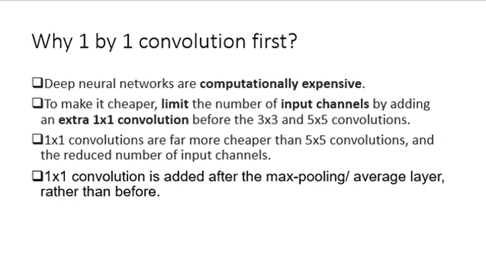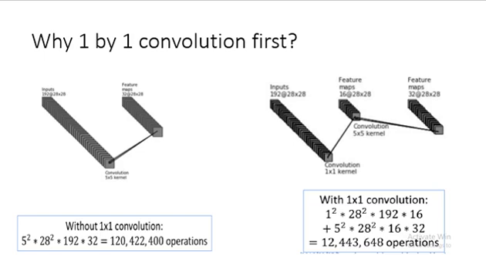So the advantage of using 1x1 convolution is to make the process even less computationally expensive and to reduce the number of parameters. The more parameters in the network, the more parameters need to be trained, which results in longer training time. As I already discussed, without 1x1 convolution, the number of operations or parameters to be trained is 120,422,400. But when we use 1x1 convolution before the 5x5 or 3x3 convolution, the number of parameters is reduced to 12,443,648.